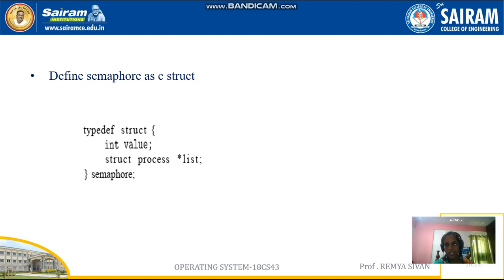Define semaphore as a typedef struct with an int value and a struct process list. This is the way we are going to define a semaphore as a C struct, and there are two variables, a value variable and one linked list. Value is how many resources are available, and the list is the waiting list, which holds all the processes that are waiting. Suppose one process came and there are no resources, it has to wait in the waiting list. That waiting list can hold the processes which are waiting.